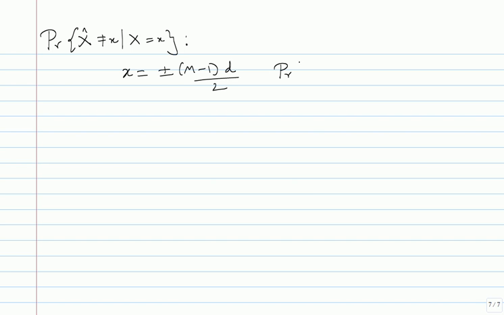And now each of these cases can be easily computed. So how do I compute probability of x hat not equal to x given x equals x? Okay, so how do I compute this? There are two cases. First case I'll consider is x is plus or minus (M minus 1) d by 2. Okay, in this case, what will be the probability? What will this be?